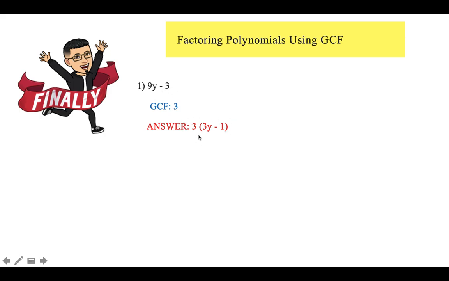If you want to check if this is really correct, just distribute this 3 to both terms. Just multiply them. 3 times 3y, you will get 9y. 3 times negative 1, and you will get negative 3. Therefore, this factorization is really correct. Same process in number 2. We have 3 terms here. The GCF of those 3 terms is 5.